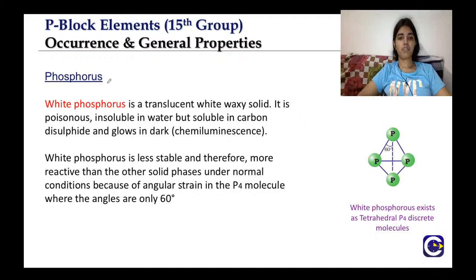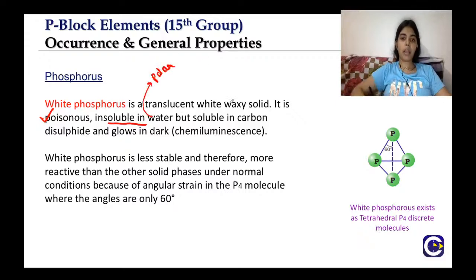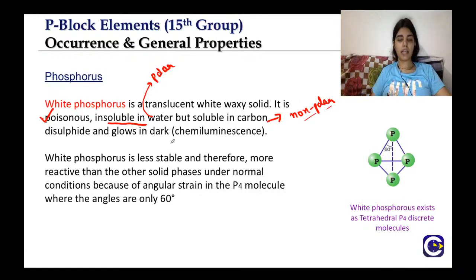If you see white phosphorus, it is a translucent white waxy solid. It is poisonous in nature, and it is insoluble in water but soluble in carbon disulfide. That means it is insoluble in polar solvent but soluble in non-polar solvent. It glows in dark, that means it is chemiluminescent. So white phosphorus is less stable. This you have to remember, that white phosphorus is less stable and therefore more reactive than the other phosphorus allotropes, that is the black and the red phosphorus.